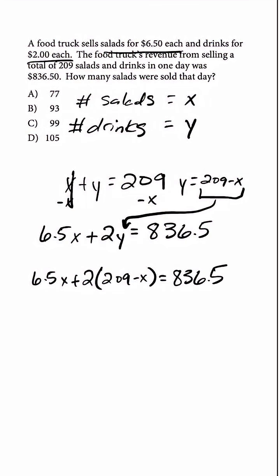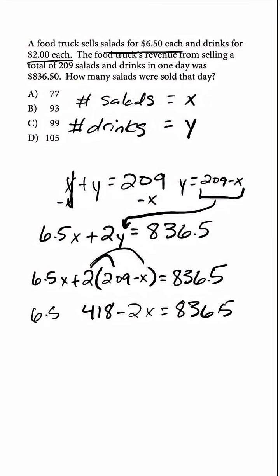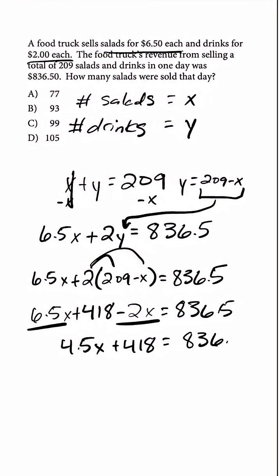836.5. Now we can distribute this 2, and so that'll give us positive 418, and then 2 times negative x is just negative 2x, and we can bring down the rest of the equation. Now we have like terms we can combine, so 6.5x and negative 2x are going to make positive 4.5x, and then we'll bring down the rest of the equation. And so now we just have a two-step equation.